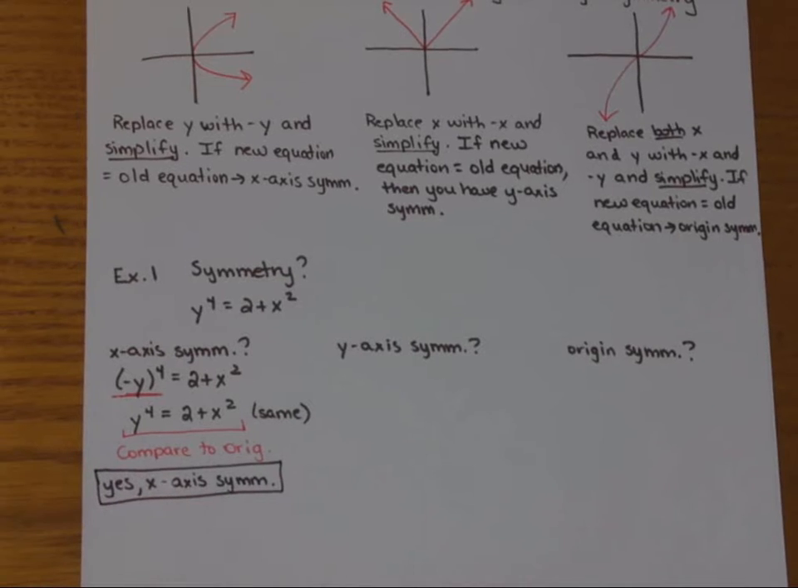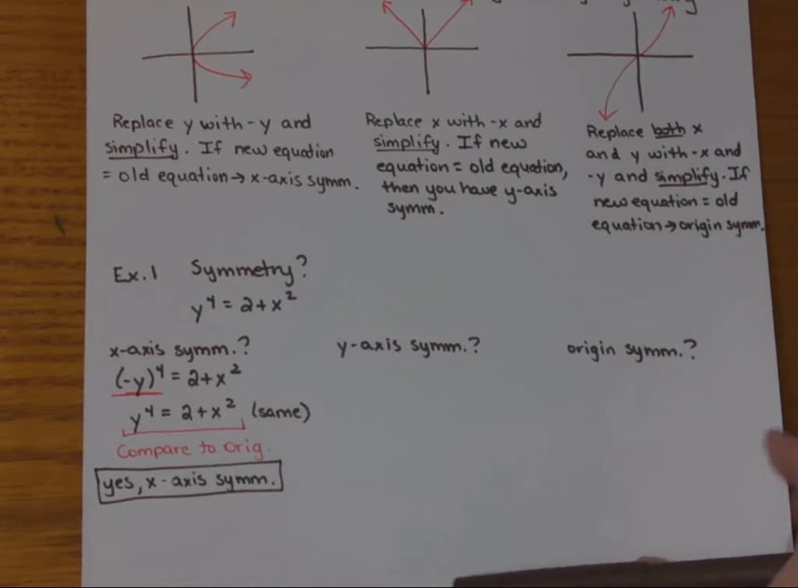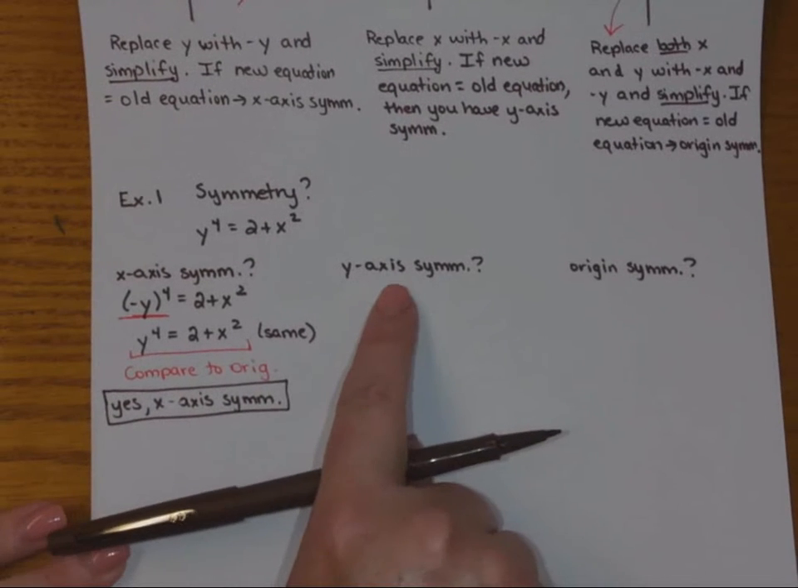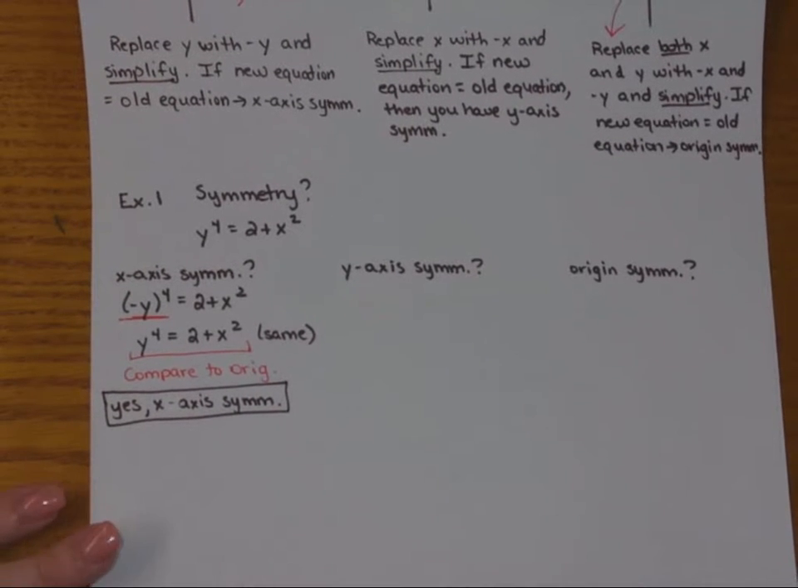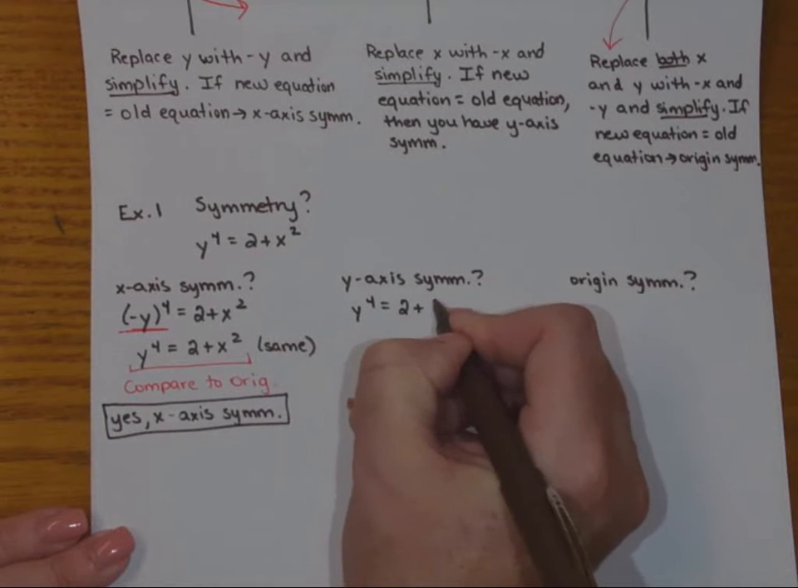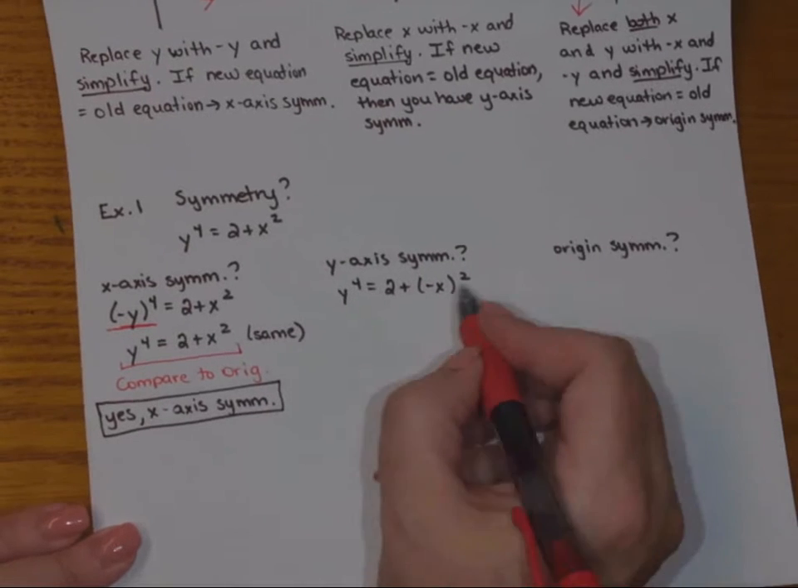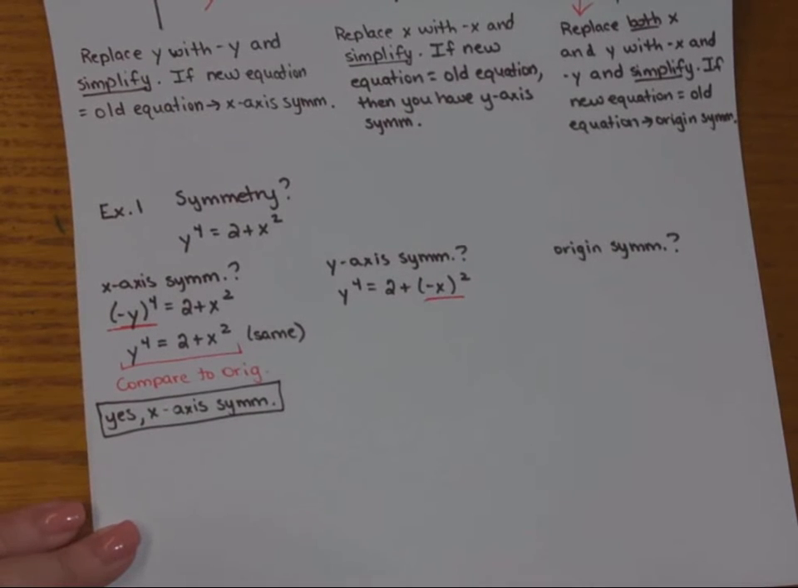Okay, so that means if we drew a graph of this, which we probably wouldn't because of how it looks, but if we did, it would have x-axis symmetry. Okay, so now let's move on to y-axis symmetry. For that, we leave y the same, but we replace x with the negative version of itself. And then again, we want to simplify the part where we made a change.